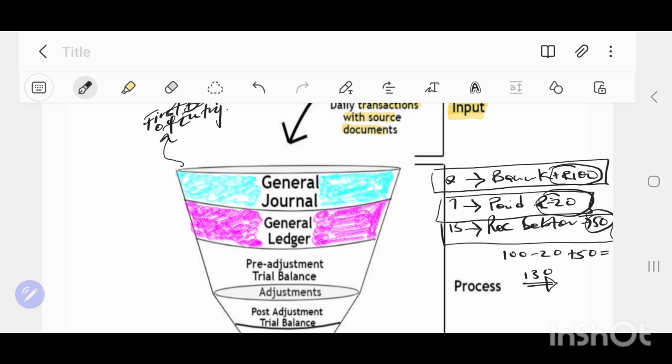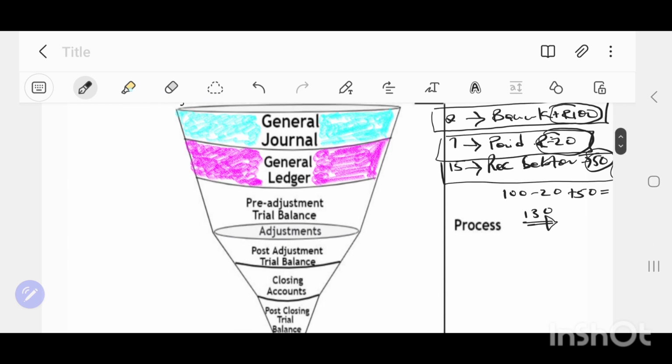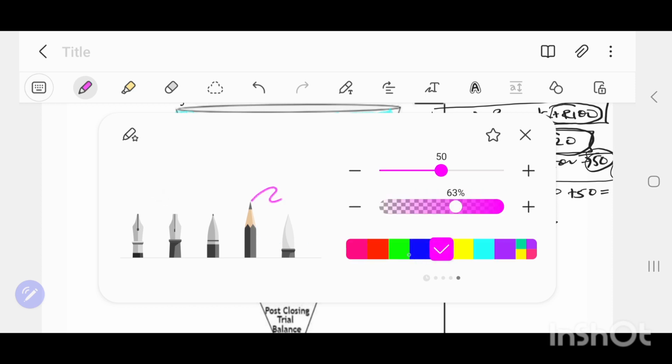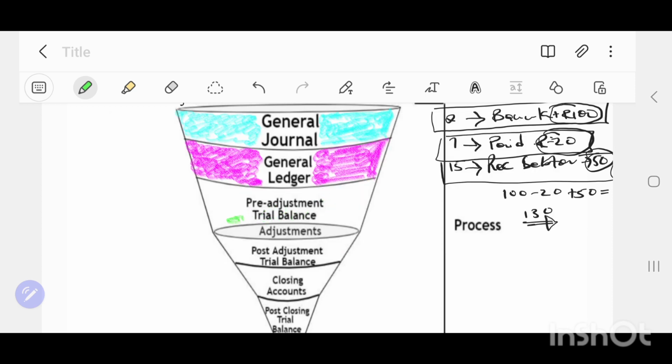And then in the pre-adjustment trial balance, this is where you are going to record these balances that you recorded on the general ledger. So pre-adjustment means before adjustments, and I'm still going to go into detail with what is an adjustment. In the pre-adjustment trial balance, these totals that you recorded here, you just display them as a list. Here you use what is called a ledger. We are still going to go into detail as to what a ledger is and how it looks.